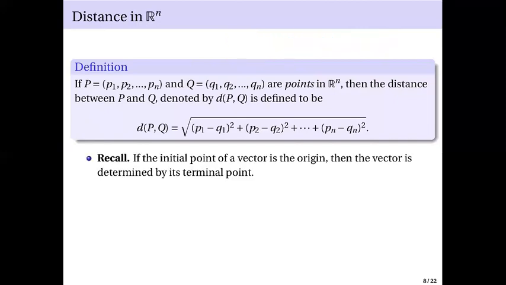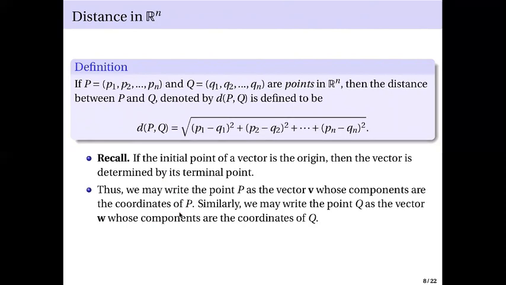So recall, if the initial point of a vector is the origin, then the vector is determined by its terminal point. Let us draw that to recall. You have the initial point at the origin, and we have this vector v here. At least in R2, the terminal point here has coordinates (v1, v2). So take note, in here it's a point, in here this is a vector. So the vector is determined by its terminal point.